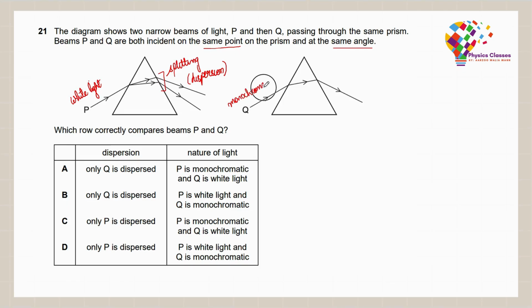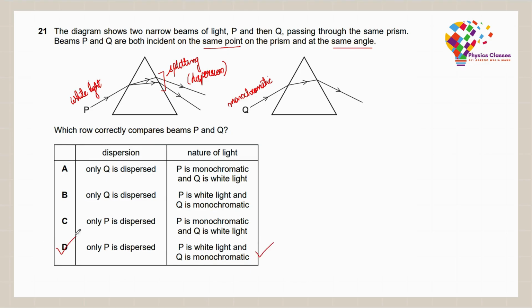So in option A, I have only Q is dispersed and P is monochromatic and Q is white light. You can see that Q is not dispersed. It is P which is dispersed. Therefore, P is white light and Q is monochromatic. Therefore, option D is the correct answer.